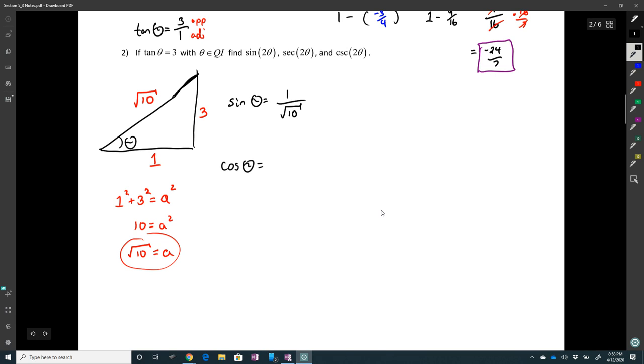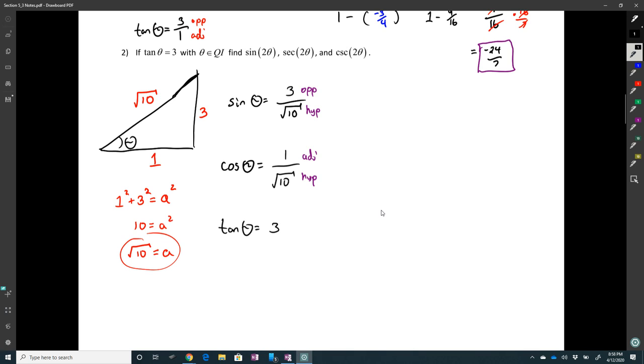Cosine of theta, oh, sorry, that would be a 3. I caught myself this time. Sine is opposite over hypotenuse. And then this one is 1 over square root of 10. So this is adjacent over hypotenuse. And then finally I have tangent of theta. And tangent of theta was what was given to me. It's equal to 3.